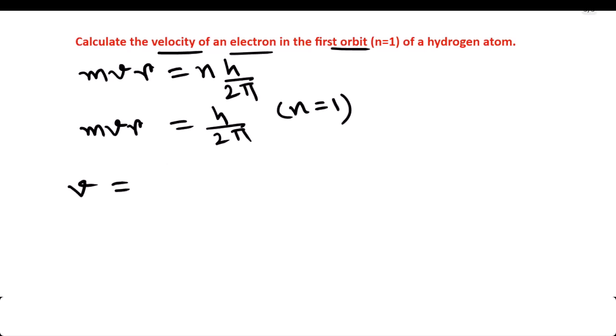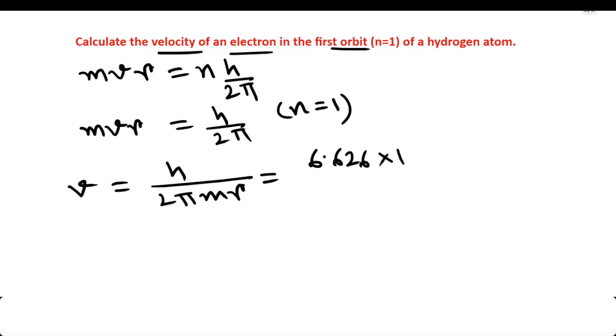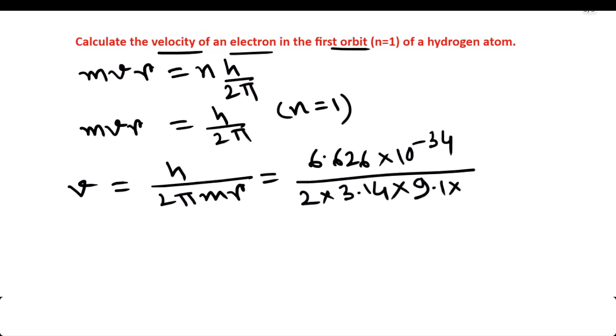So v is equal to h by 2 pi mr. Now we know the value of h, that is 6.626 into 10 to the power minus 34 joule second, divided by 2 into 3.14. m is the mass of the electron, 9.1 into 10 to the power minus 31 kg, and r is the radius of the first Bohr orbit because n equal to 1, and we know that the value is 0.529 angstrom, and angstrom is 10 to the power minus 10 meter.